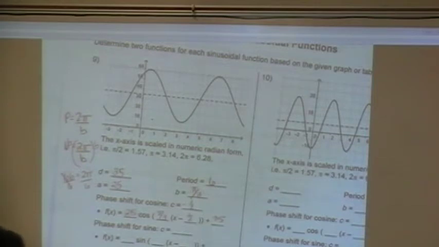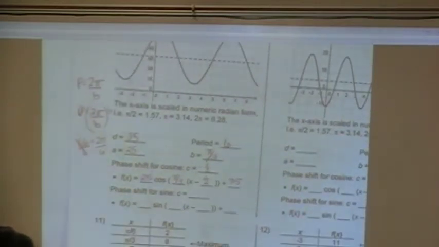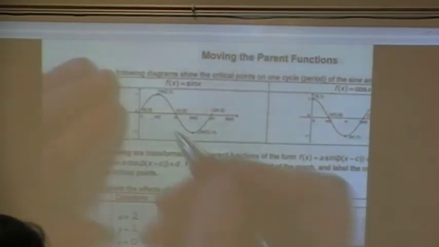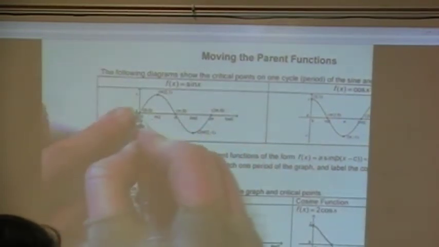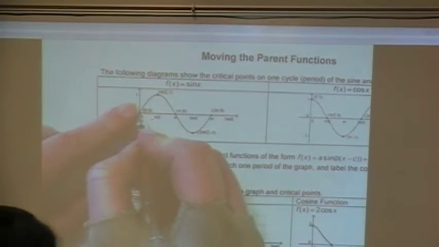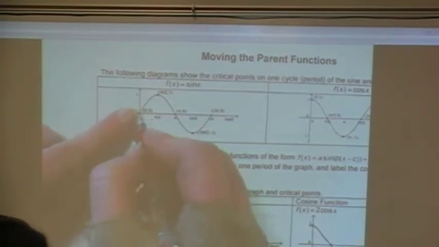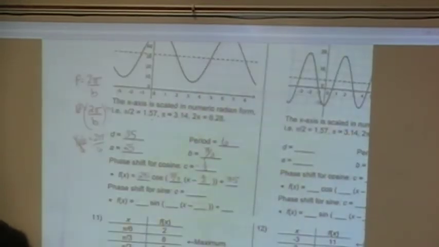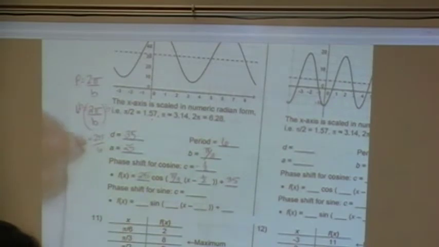Okay, for sine, everything's the same, except the phase shift. For sine, the middle value, that's not a peak or a valley. It's a middle, and it's a middle going up. It's a middle value, and it rises from there. So I need a middle value that rises.